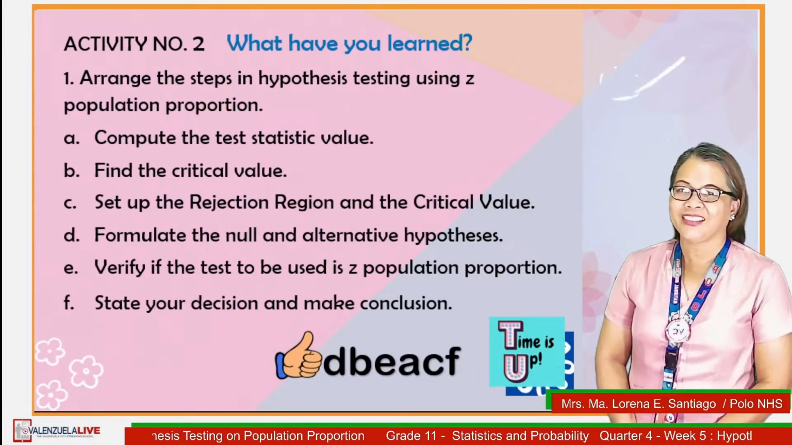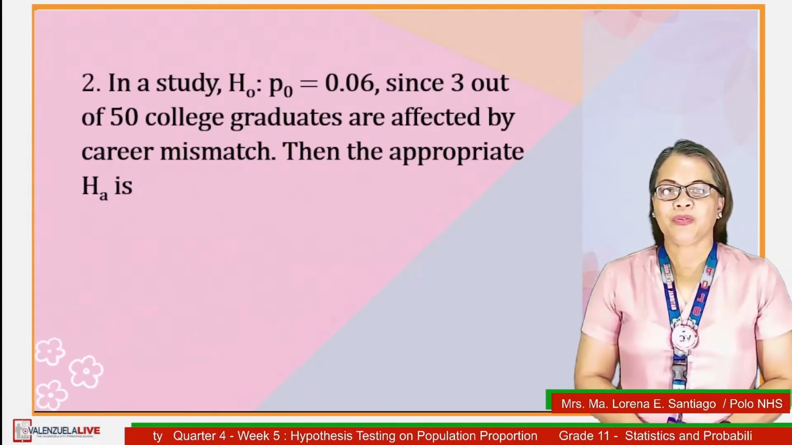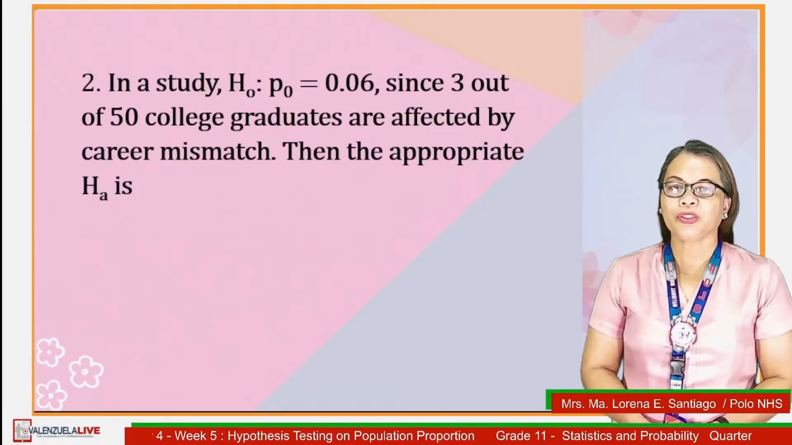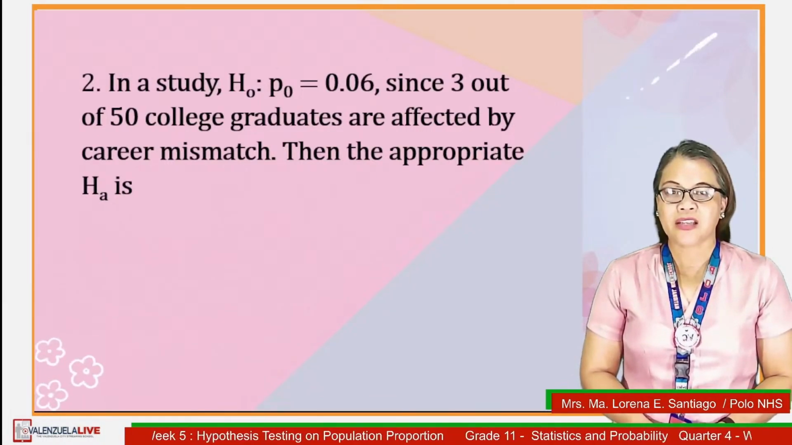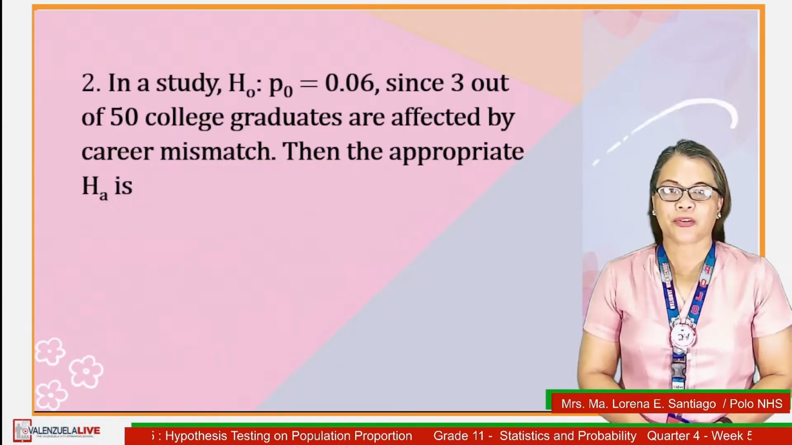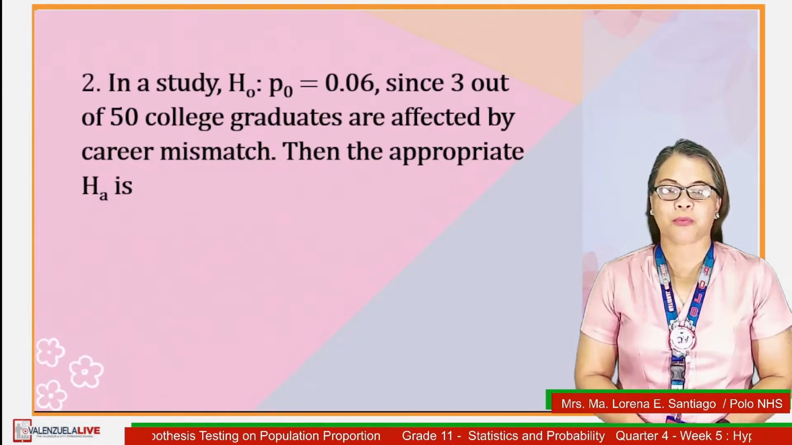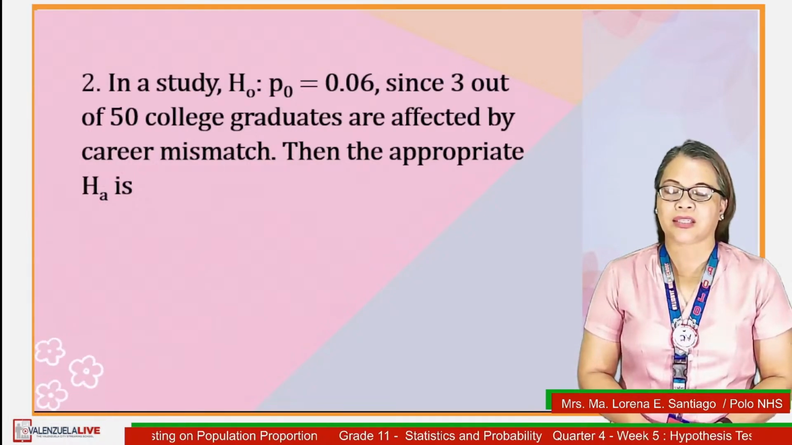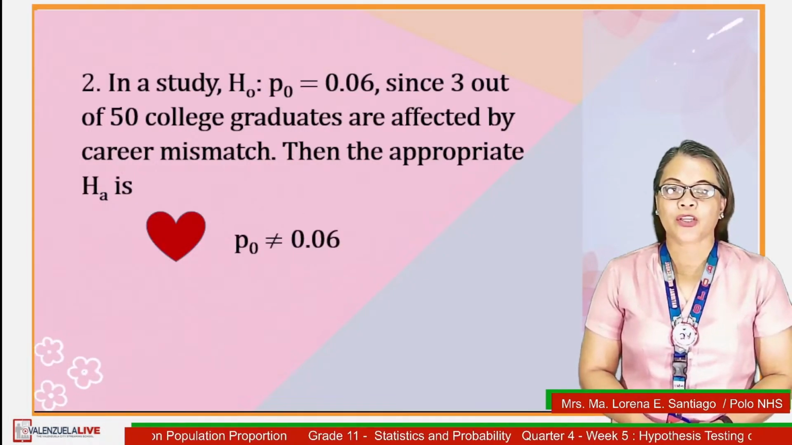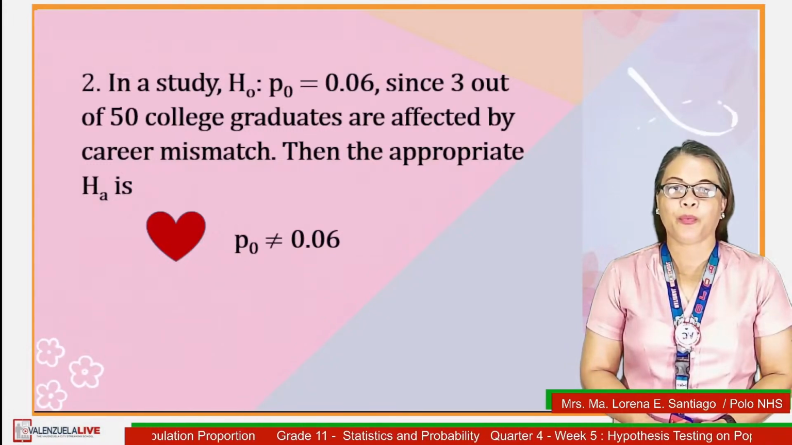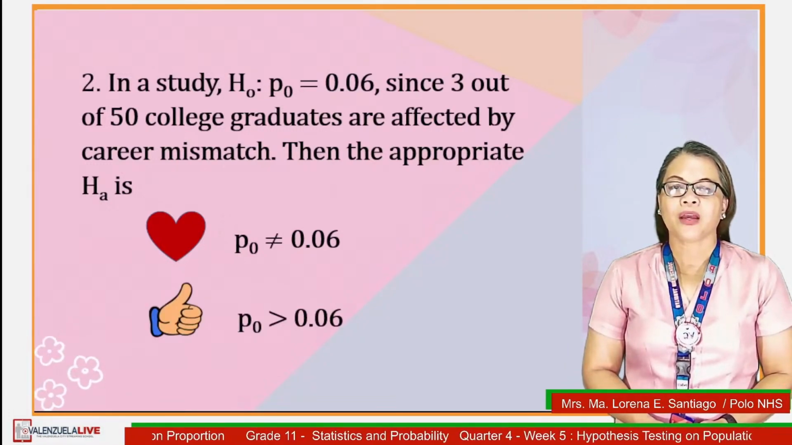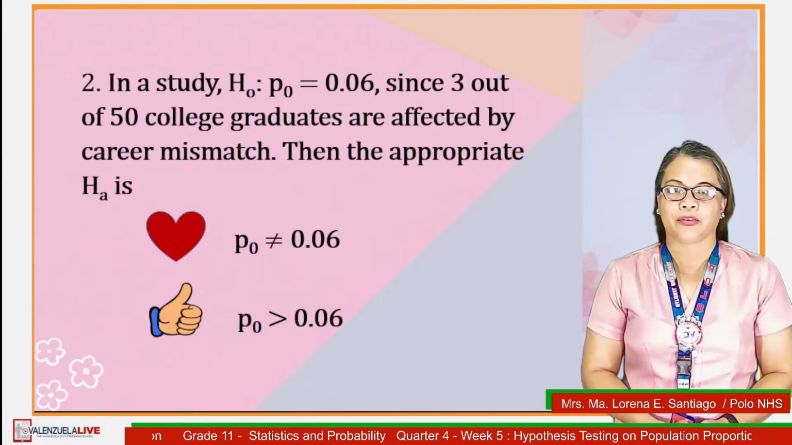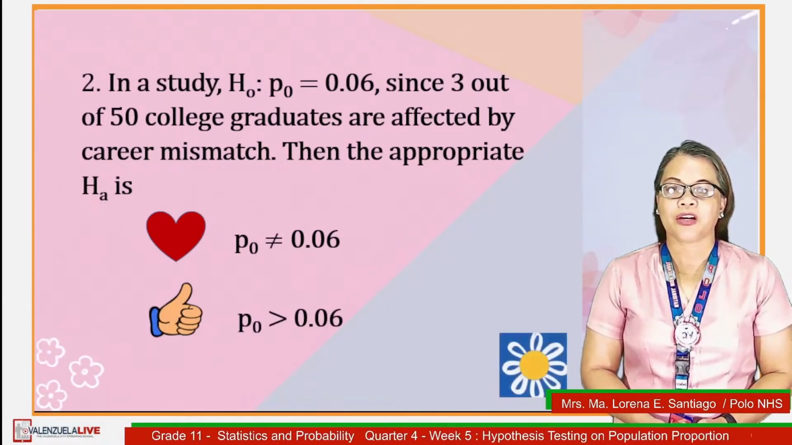Did you get it? In number 2, in a study, the null hypothesis P sub 0 is equal to 0.06, since 3 out of 50 college graduates are affected by career mismatch. Then what would be the appropriate null and alternative hypothesis? Is it a heart, which is P sub 0 not equal to 0.06, or a like, which is P sub 0 greater than 0.06? Time starts now.